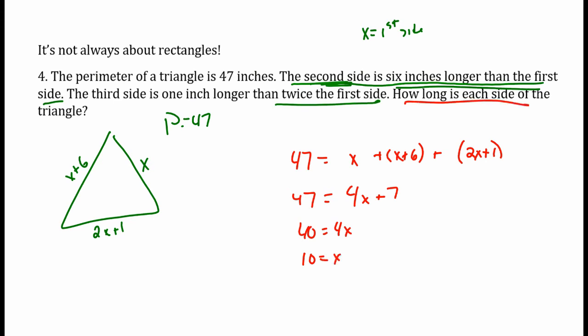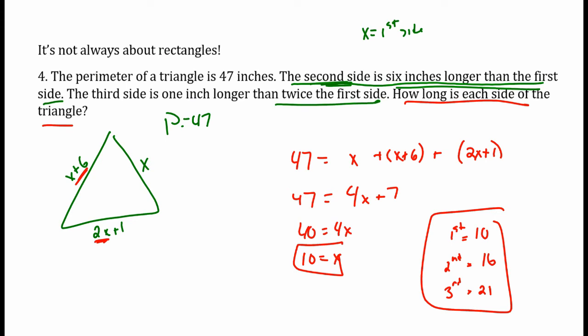How long is each side? The first side is 10. The second side is 16. How did I get that? 10 plus 6 is 16. The third side, plug in 10, is 21. Those are the 3 sides of the triangle.